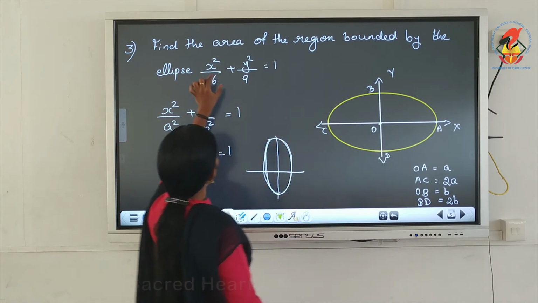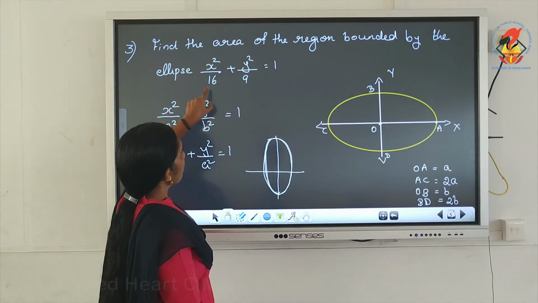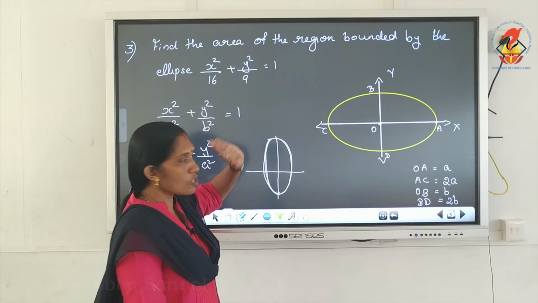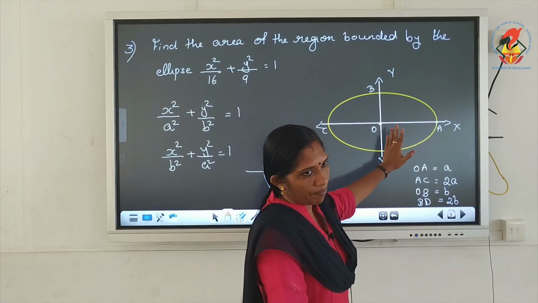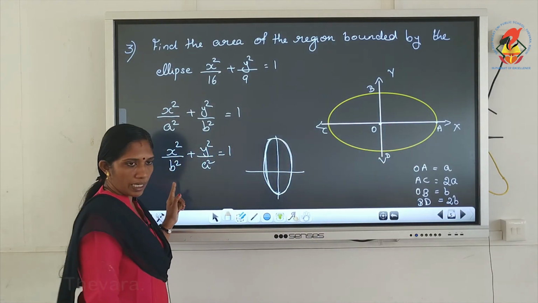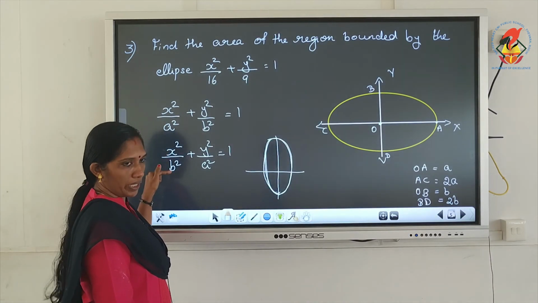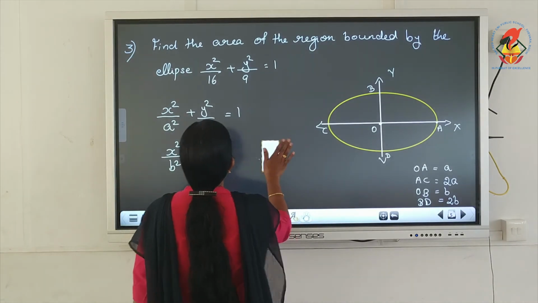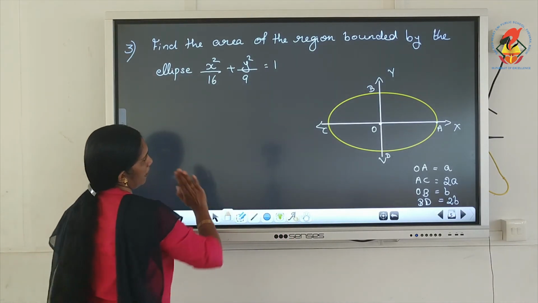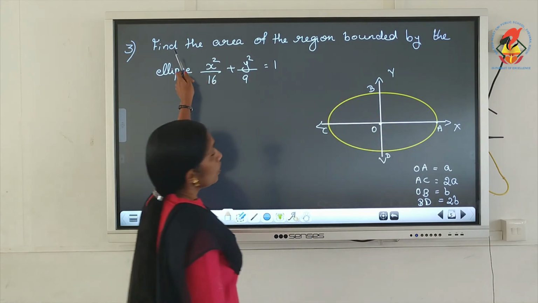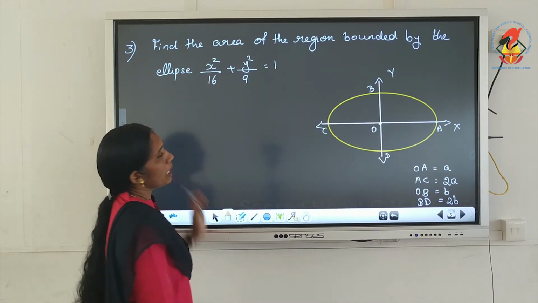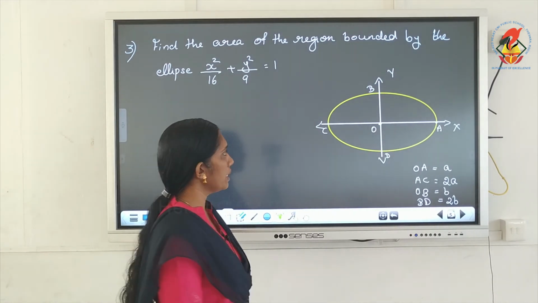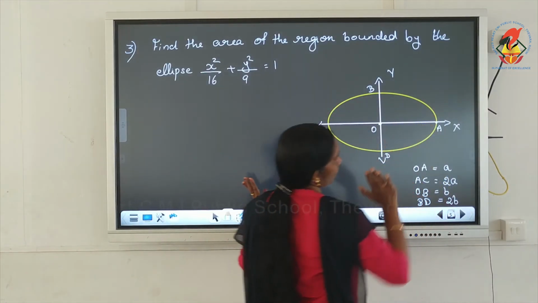So when an ellipse equation is given like this, first you have to compare which is greater, a square or b square. If a square is greater, it is the first type of ellipse. In the opposite case, if b square is greater, that is x square by b square, then you have to draw the second type of ellipse. So first you have to write what is a and b. So the figure is clear. Now look, area of the region bounded by the ellipse. So what do we have to find? Area of the region bounded by the ellipse means this full portion we have to find.